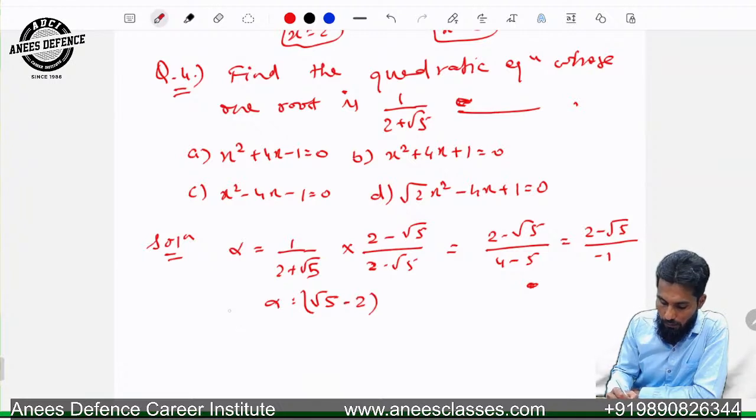Next, the beta. As we know, it is an irrational root, and irrational roots always exist in conjugate pairs. So what will be the value of beta?